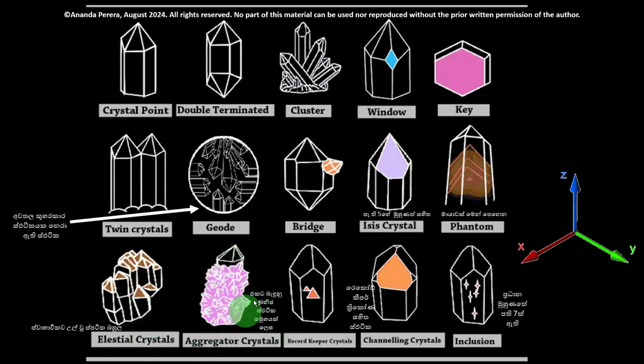Aggregator crystals. Record keeper crystals. Channeling crystals. Inclusions. So these are the types we can see inside the geology and gemology and the gemstones.